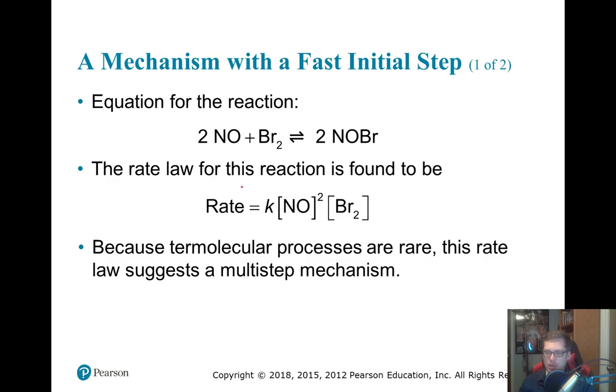Okay, so the rate law is found to be this. And again, they did this experimentally. Here's your rate law. It looks like this. Now notice that if it only occurred in one step, then our rate law says that it would have to be termolecular. And remember, termolecular steps are never ever elementary reactions. Okay, so this implies that we have a multi-step mechanism. So let's try to imagine what that could be.